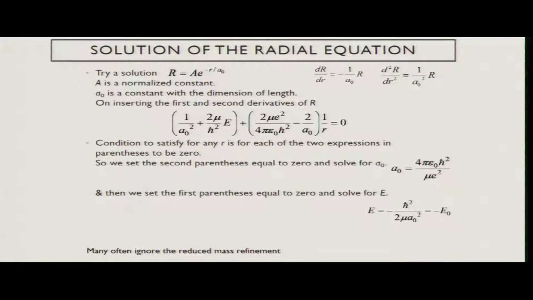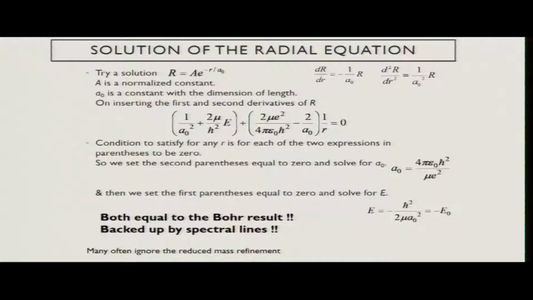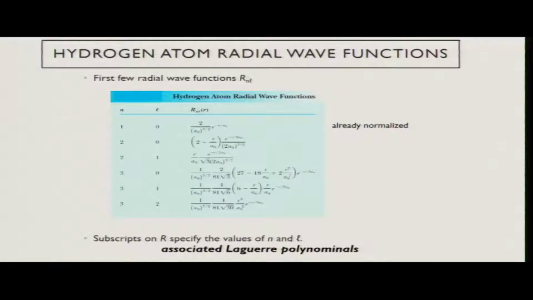So, we can set the second parenthesis to be 0 to solve for a0, which happens to be the Bohr radius as we find it here, and then we can set the first parenthesis equal to 0 and solve for E, which is what we get. Many often ignore the reduced mass correction because it turns out to be essentially the mass of the electron. The difference of mass is so small that it is the smaller mass which counts. But both are equal to the Bohr results, which are backed by the spectral lines.